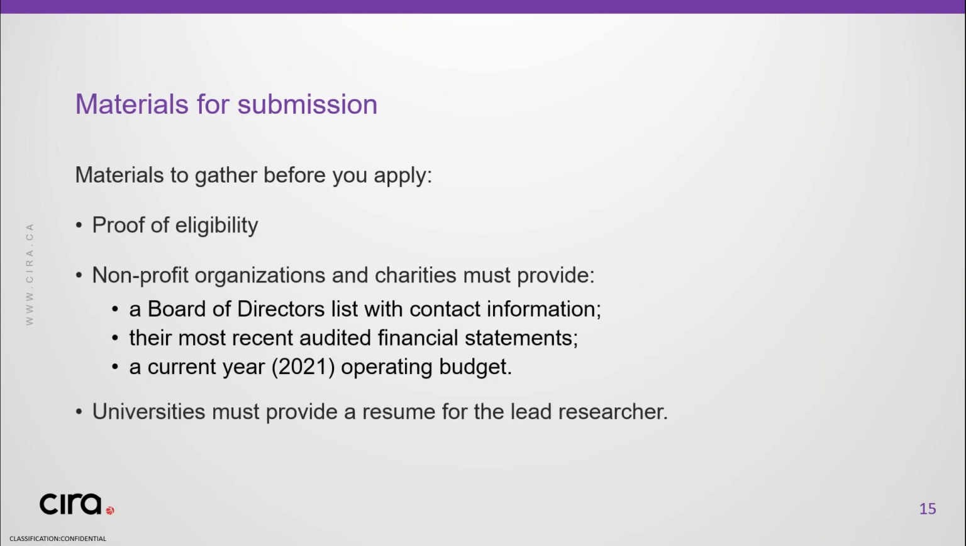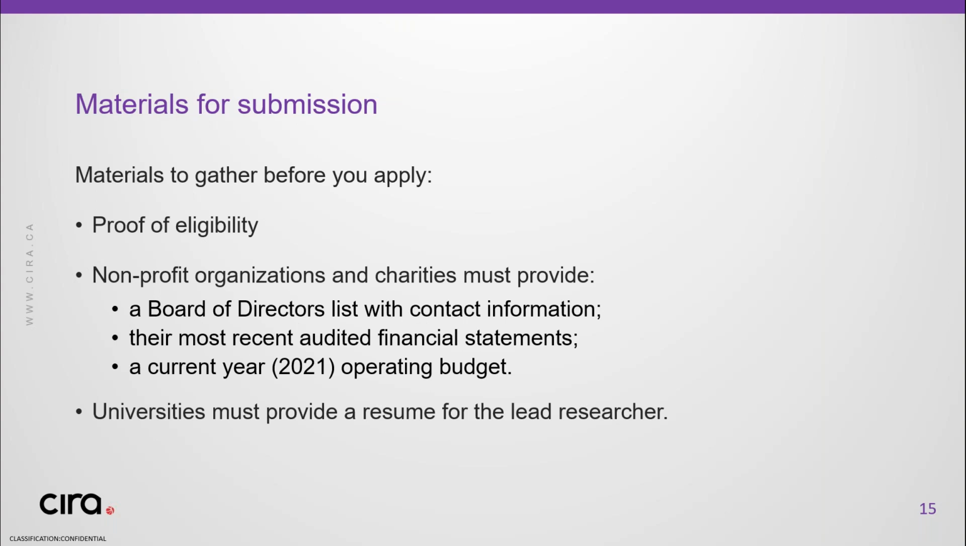There are some documents that you need to have ready when you go to apply. They are a completed application form, obviously, and a budget. In addition, the other materials that are required that you should have ready are your proof of eligibility. So examples of proof can be documentation confirming your charitable status and incorporation or your nonprofit incorporation. People applying from universities or colleges should provide a letter confirming that they're employed by the academic institution.